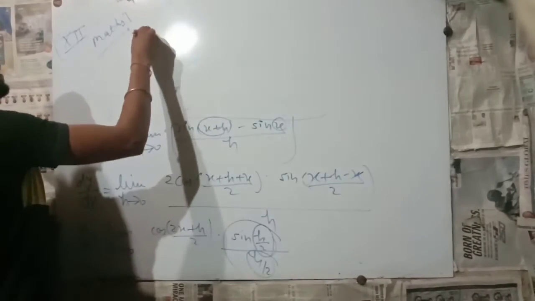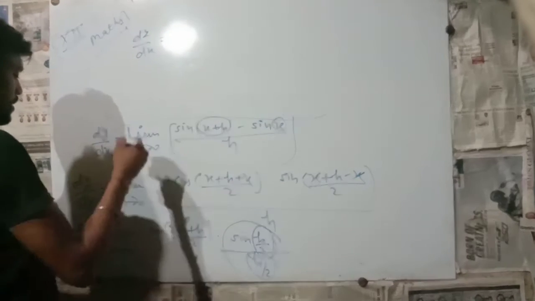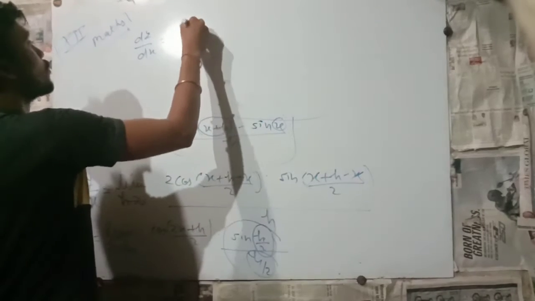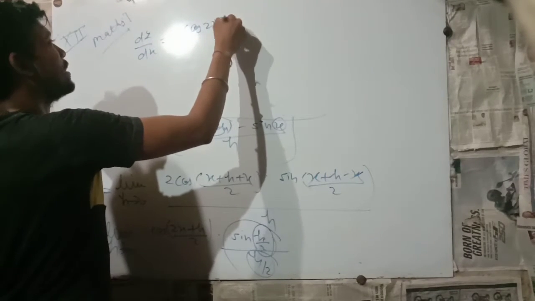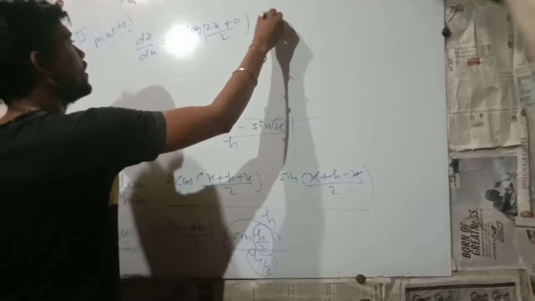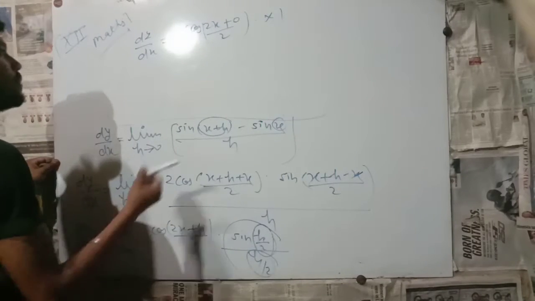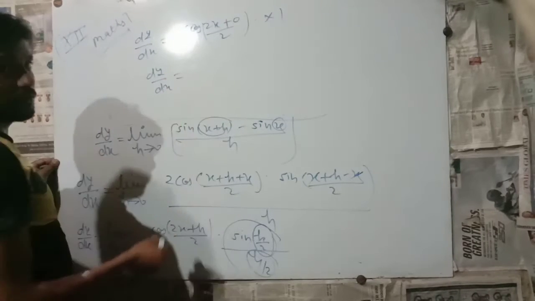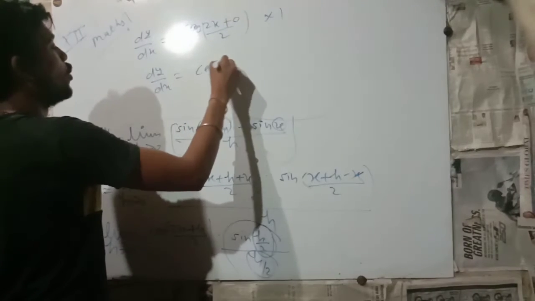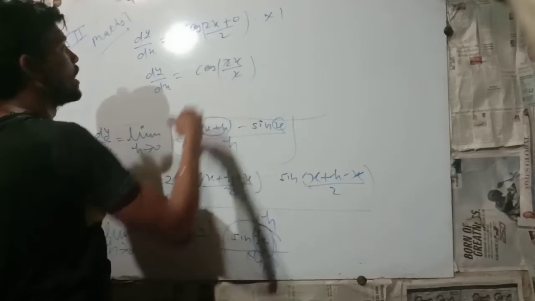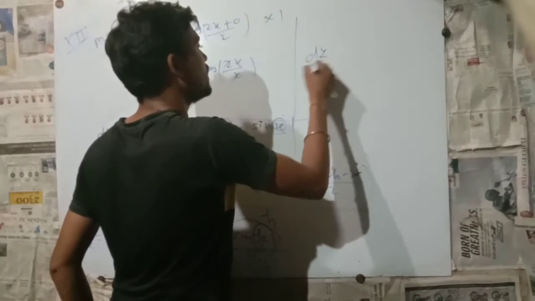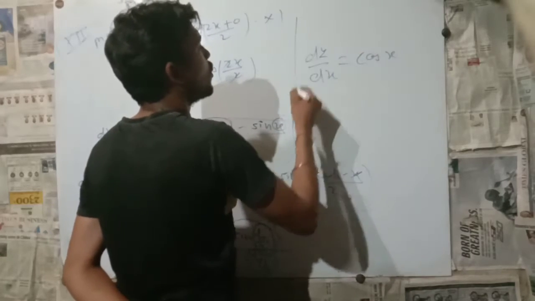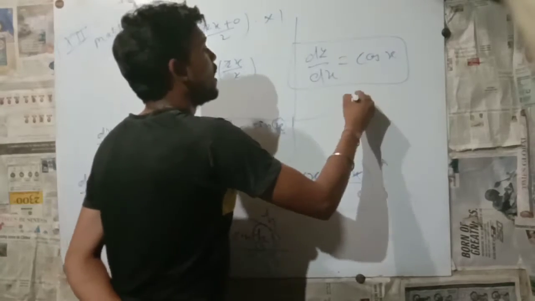Now dy upon dx is equal to, you can put the limit in place of h, no problem. So cos of (2x plus 0) upon 2 into 1, because this value is 1, as I told you in the previous videos. And 2 cos x upon 2 cancels. Now dy upon dx is equal to cos x. Okay guys, this is your answer.